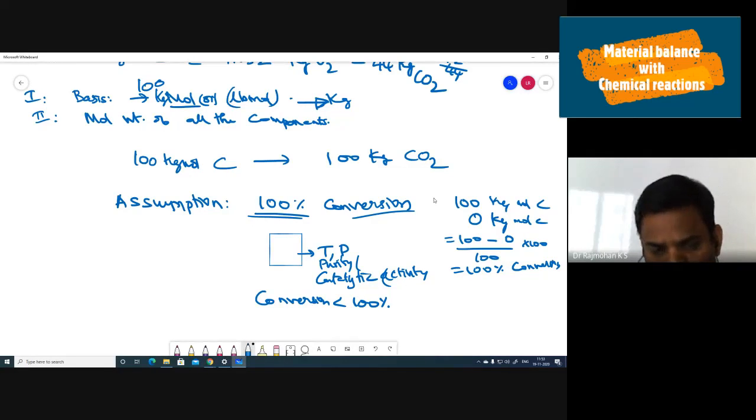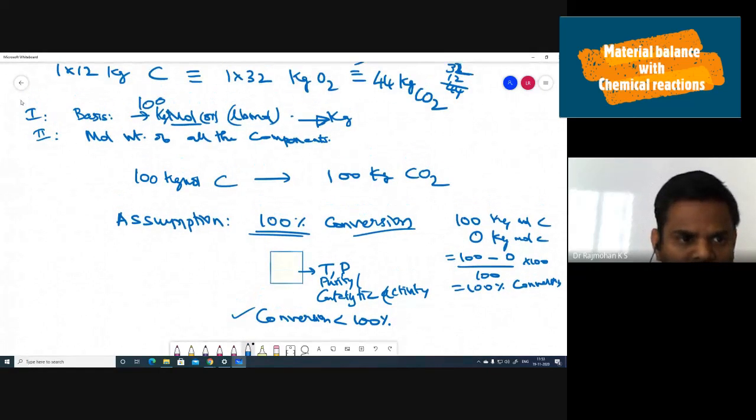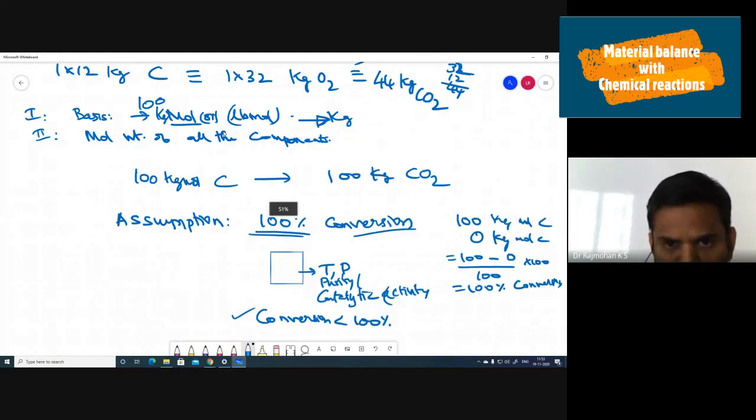right? But there is a probability that due to various reasons the conversion may not be 100%. In that case, the conversion will not be 100%. So let me say in the same case here, 100 kg mole of carbon is there, and in the problem statement it is mentioned, or we ourselves know, that in this reaction only 80% conversion is possible. Let me say 80% conversion takes place.